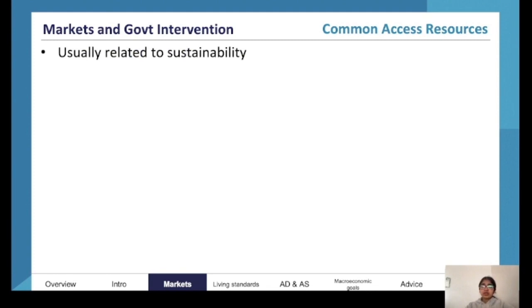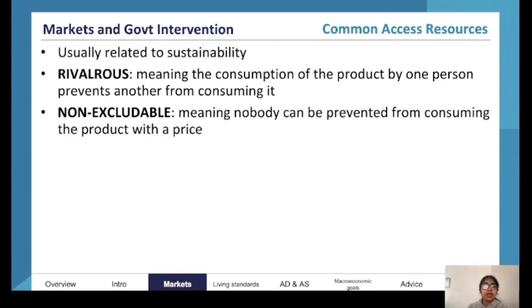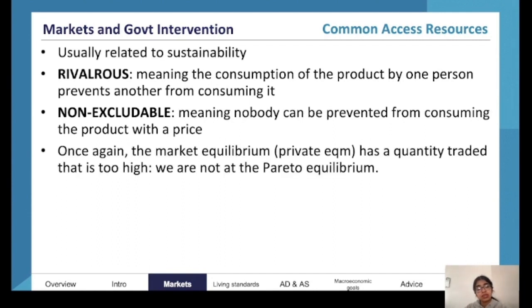Okay, so now let's go to common access resources. So this is related to sustainability. And key points about common access resources. First, they're rivalrous, meaning that when one person consumes them, another person consuming them is impacted. And they're non-excludable, meaning that you can't exclude anyone from consuming these goods or services.